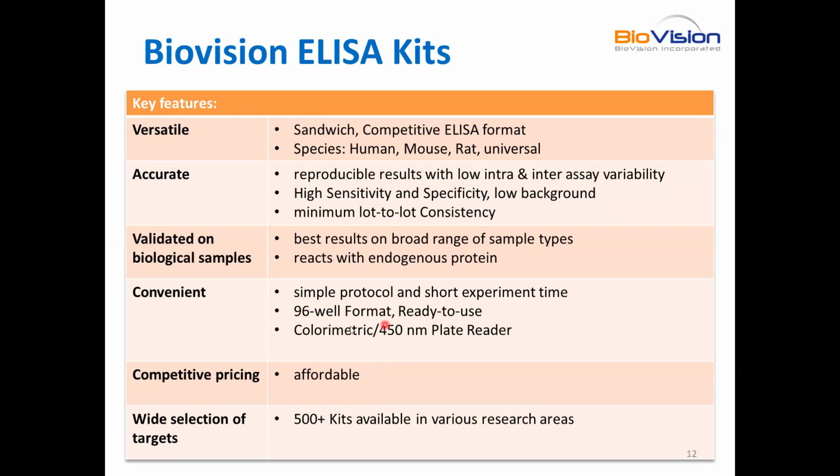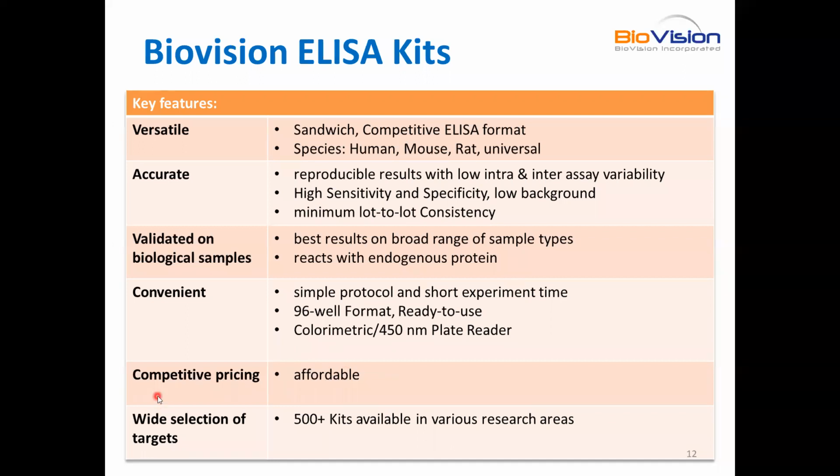And most of our ELISA kits, or almost all of our ELISA kits, are available in colorimetric format. So the readout can be read at 400 nanometer wavelength. It requires only a simple plate reader. No expensive instrument is required.